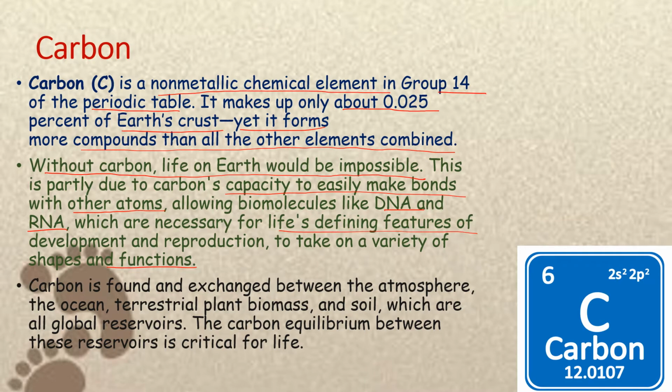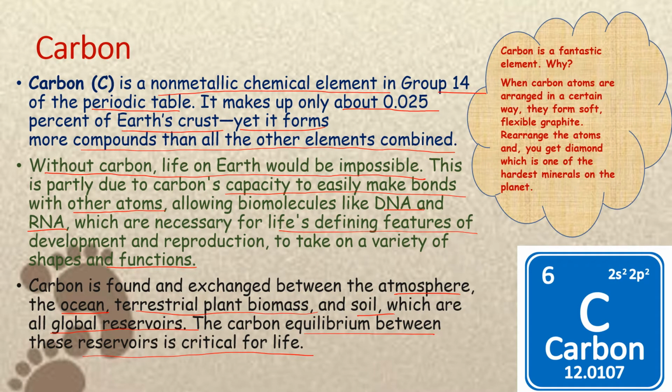Carbon is found and exchanged between the atmosphere, ocean, terrestrial plants, and soil. So it just moves in a cyclic manner, and they are the global reservoirs. The carbon equilibrium between these reservoirs is critical for life.